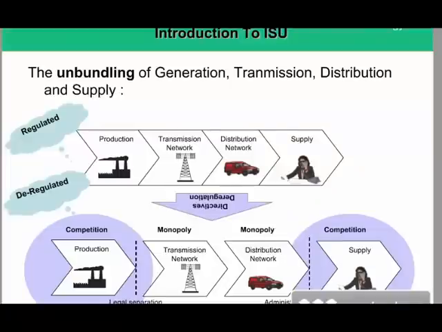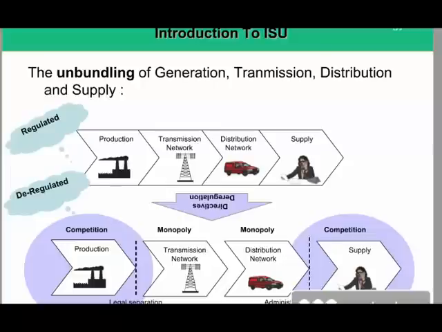Let us understand what a regulated and deregulated market is. A regulated market is where the whole value chain of the utility, production, distribution, transmission, and supply, is handled by a single entity. Most of the time it is the government, which is the producer, the distributor, and also the supplier. But in a deregulated market, there is competition involved.